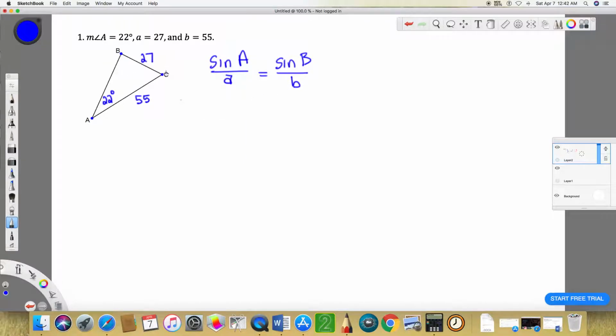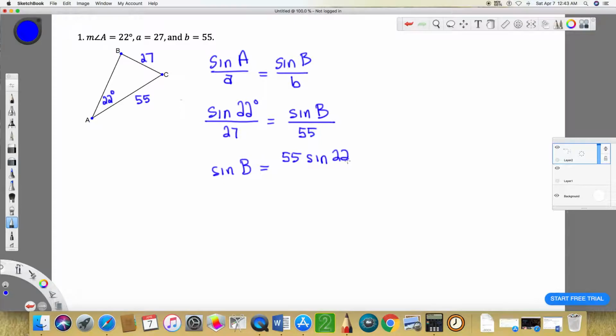Now, I'm not going to pick C to start with over here on the right side because I don't know angle C and I don't know the length of C. And although I don't know the measure of angle B, I do know the length of B. So I know 3 of these 4 things. I know that A is 22 degrees, and I know the length of A is 27. And I don't know the measure of angle B, but I do know the length of B is 55. So I can solve this equation for the sine of angle B. Like this.